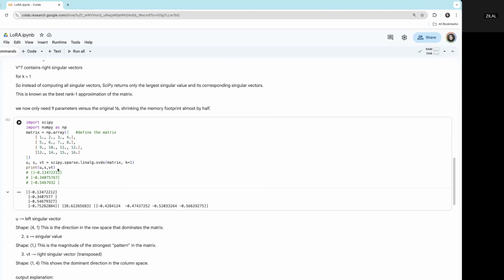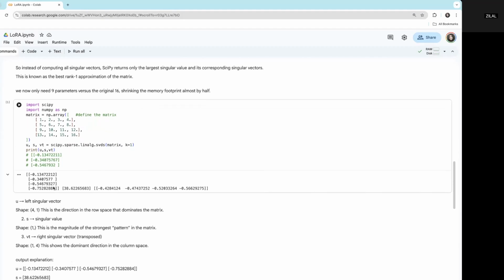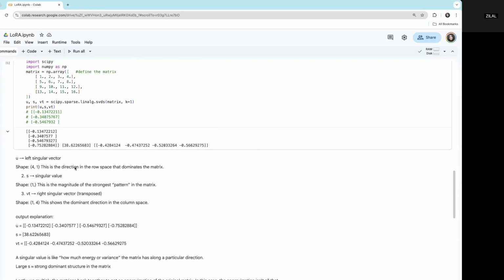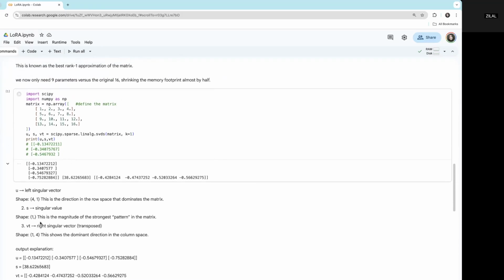If you run the cell, so this is the matrix, and it is 4 by 4, so it has 16 parameters, and this is the output. We will get 9 parameters. So we shrink here the memory footprint almost by half. So here, the U, the singular vector of the shape 4 by 1. This is the U, 4 by 1 column.